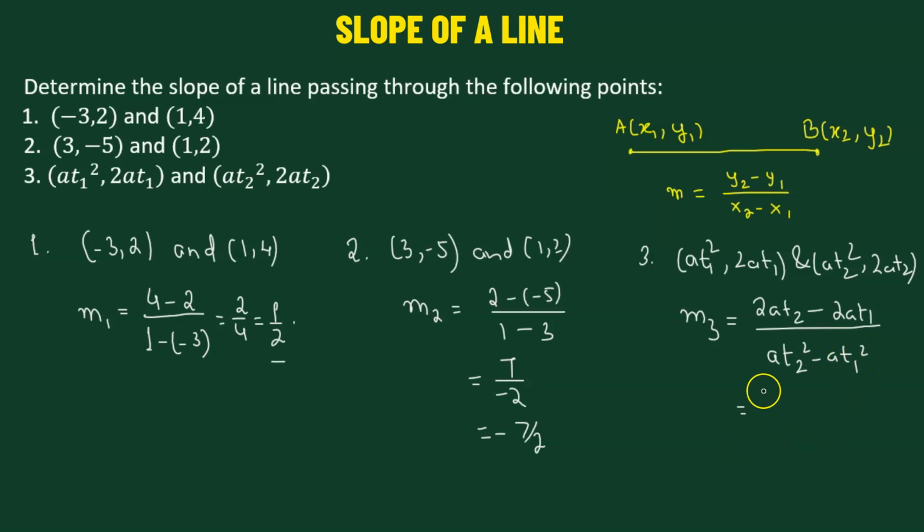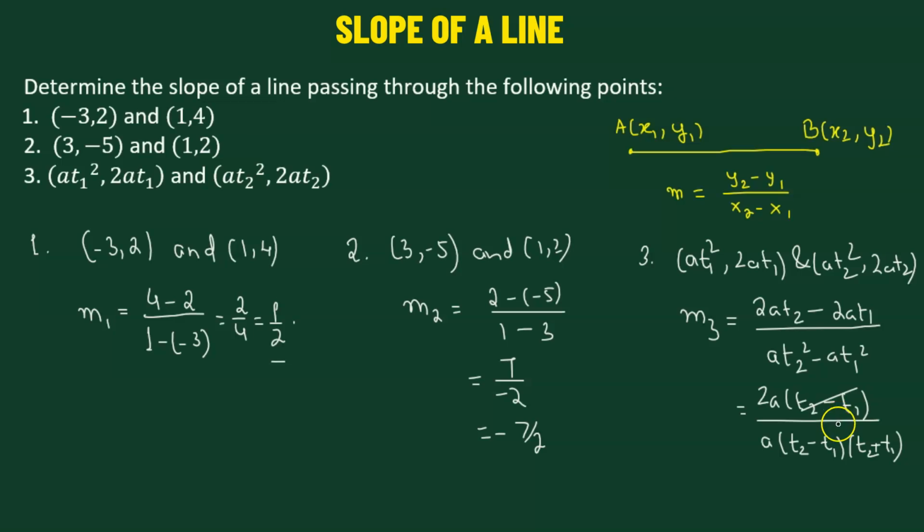We can take 2a as the common factor in the numerator. So we have 2a multiplied by t2 minus t1, divided by, if we take a as the common factor, a times t2 squared minus t1 squared, which is a difference of squares. The difference of squares can also be expressed as the product of t2 minus t1 times t2 plus t1.